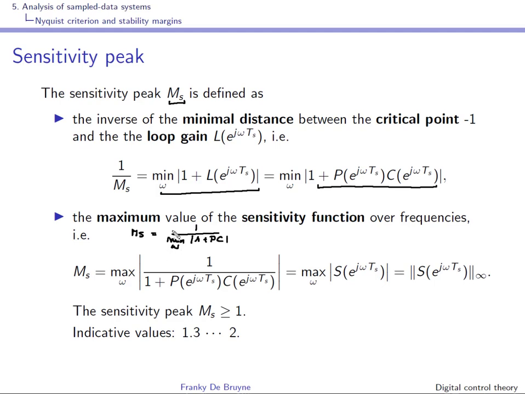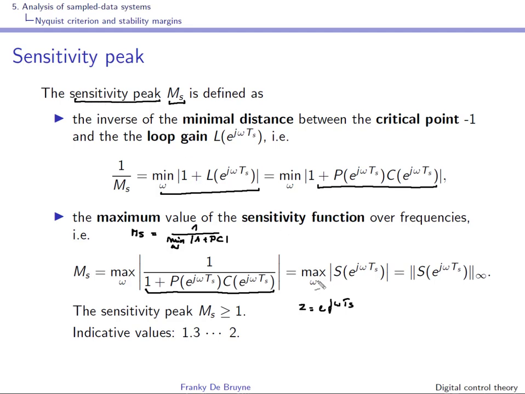right? But this can be written because 1 over the minimum of 1 plus PC is the maximum over omega of this transfer function here, evaluated at z equal to the exponential of j omega ts. But this is really the sensitivity function that we have defined previously. Okay, so we look at what frequency this sensitivity function is maximum, and we take the maximum gain. This is why this is called the sensitivity peak.